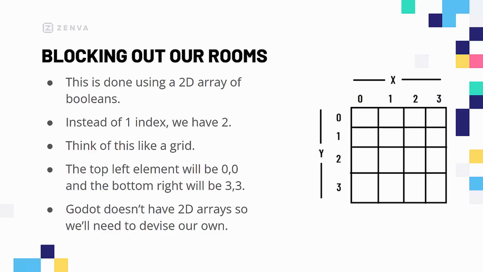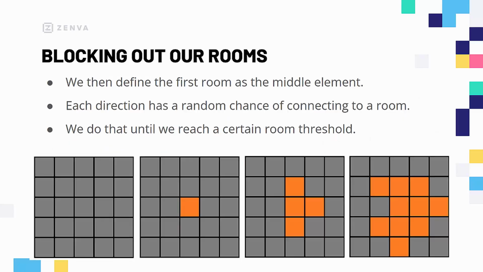Now, in Godot, we don't really have built-in 2D arrays, so we'll have to go and create our own custom version of that, which isn't too much of a hassle. It's only a couple more lines of code, but that is going to allow us to then block out our levels. And we are going to do that by essentially having a 2D array with true or false values. False for if there is no room there, and true for if there is a room there. So we're going to start by essentially making the center room where the player spawns, so that is going to be true.